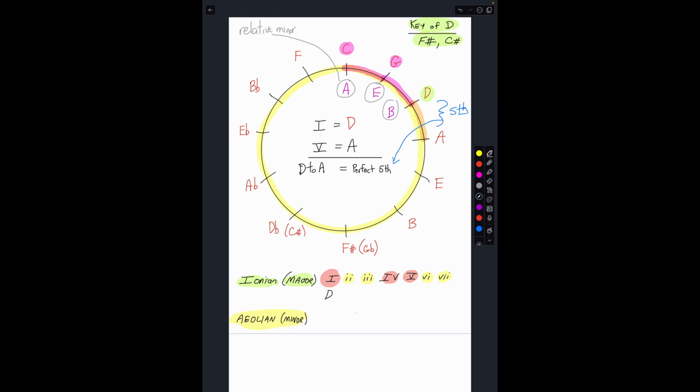All right, and then the 2 is going to be what? E. And then the 3 is F sharp. Now, I told you this is why you want to know how many sharps are in each key. Some people might write D, E, F, but it's actually F sharp, all right? And then what's the 4 chord? D, E, F sharp, and then we've got a G. And then we've got an A. And then it goes to the relative minor.